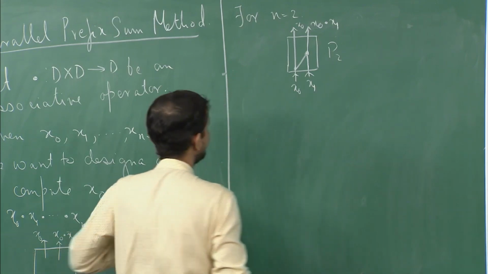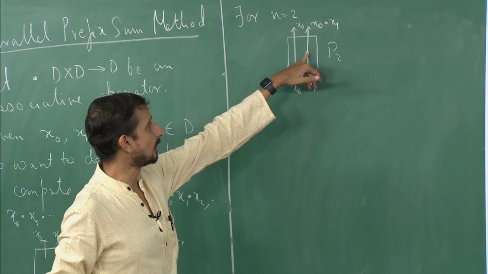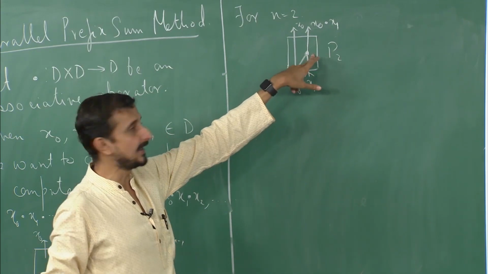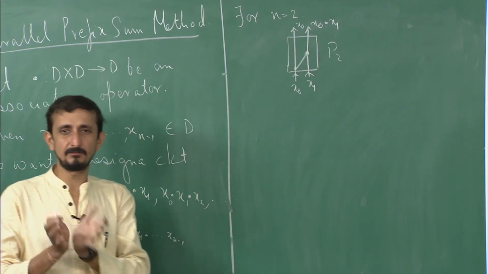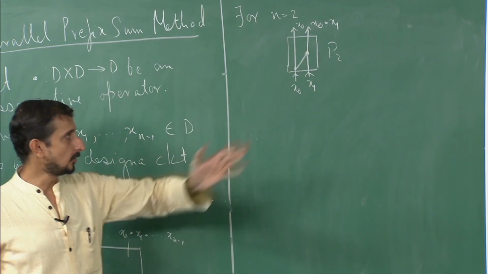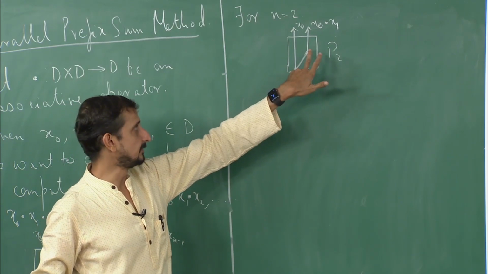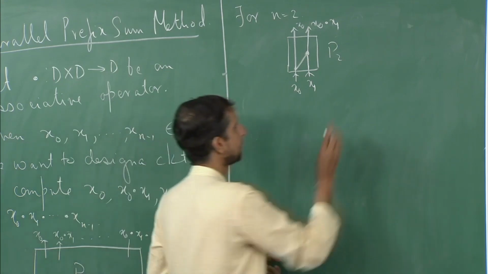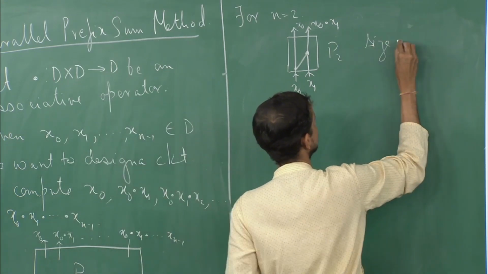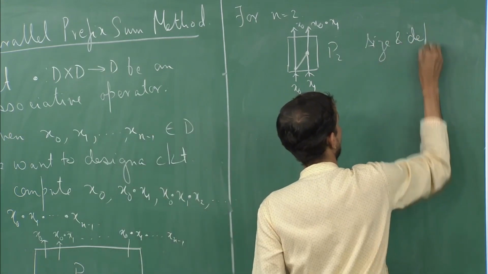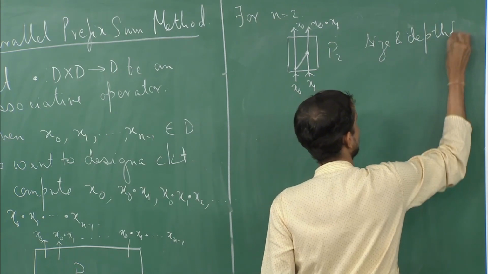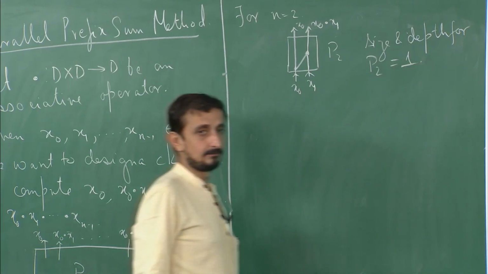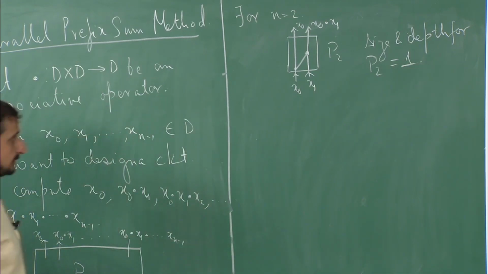You can see that this is a circuit of size 1. By 1 what I mean is that there is one gate for the dot operator. Let us assume that we are counting the number of dot operators in the circuit. So, this has one dot operator and the depth is again just 1. So, size and depth for P2 is equal to 1. This is the base case for us.